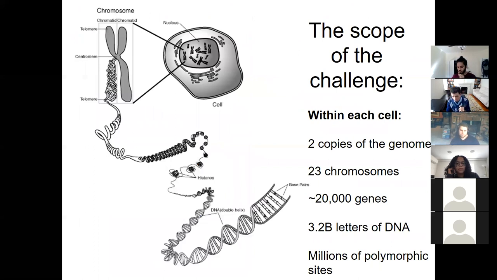So here's the scope of the challenge. In every single one of your cells, you have these 2 meters worth of DNA packed inside your cells that have two copies of your genome in 23 chromosomes with roughly 20,000 genes and 3.2 billion letters of DNA. That's what we need to understand. We need to understand how every single letter functions in order to understand the impact of millions of polymorphic sites. Poly means many. Morphic means forms, many forms. So polymorphic is something that is segregating in the human population in multiple forms.